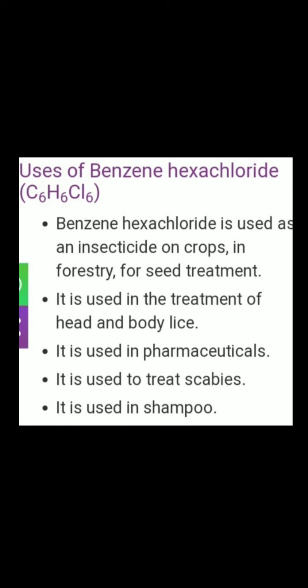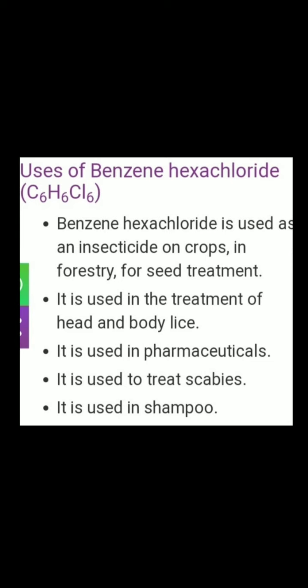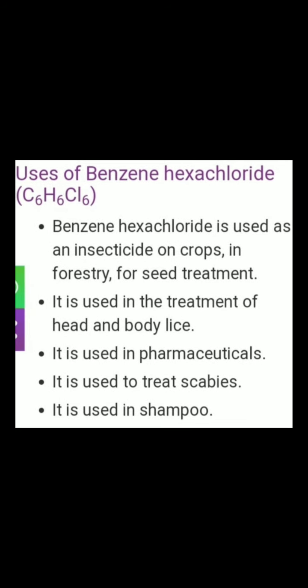Now it can also be used in the form of shampoo. So what is the use of this shampoo? Shampoo is used to kill the lice in the hairs. Okay, this is all about the uses of your benzene hexachloride, or we can say the short form BHC.